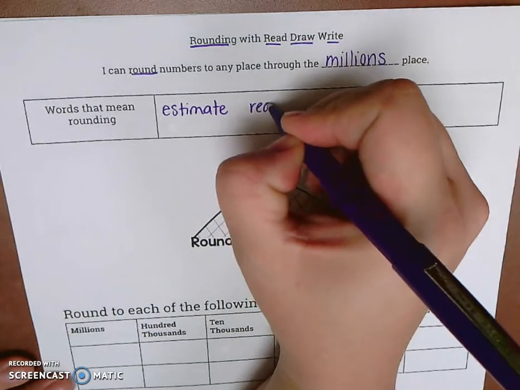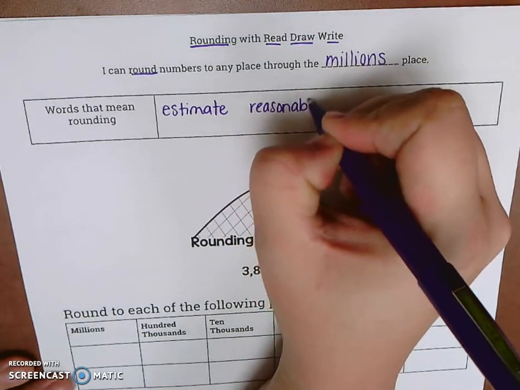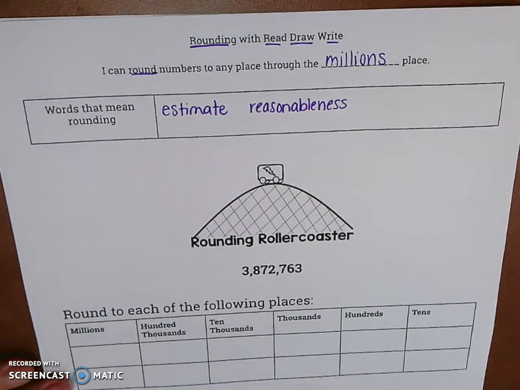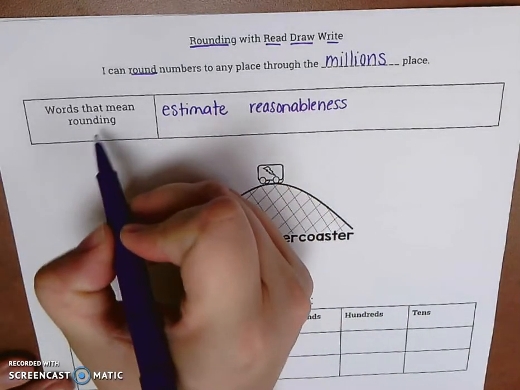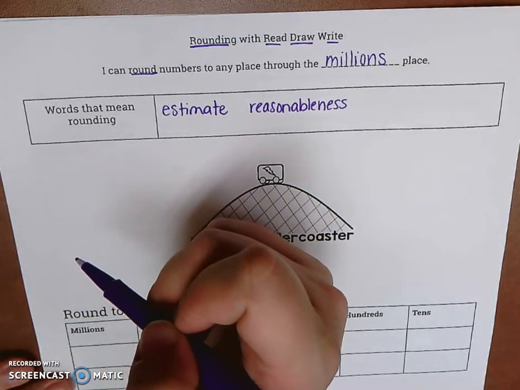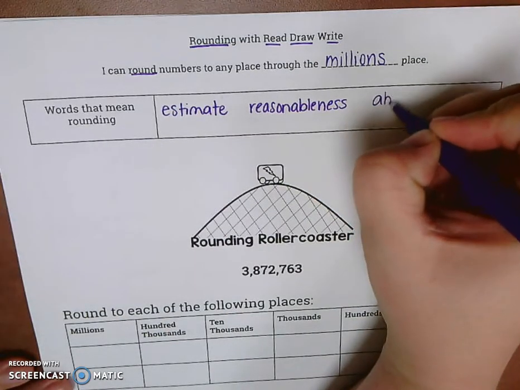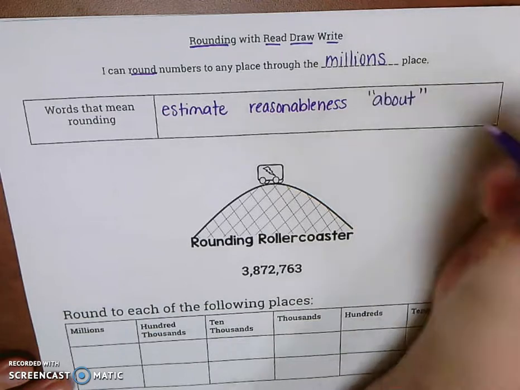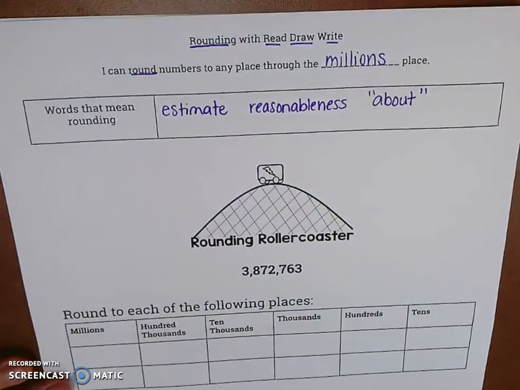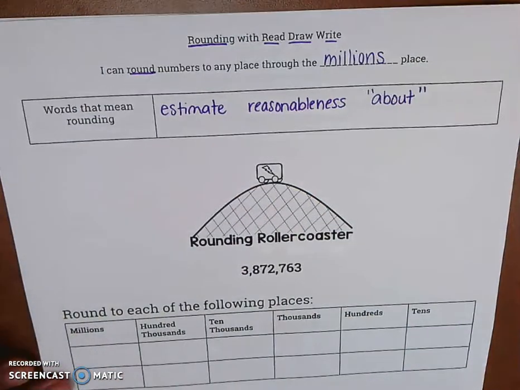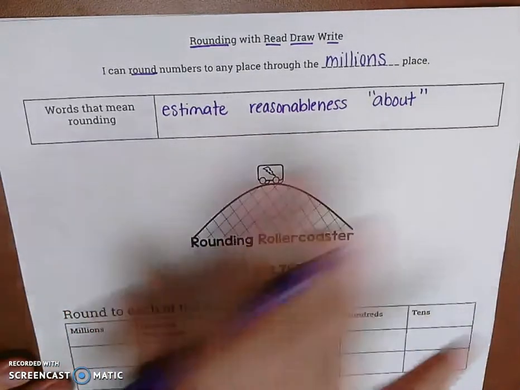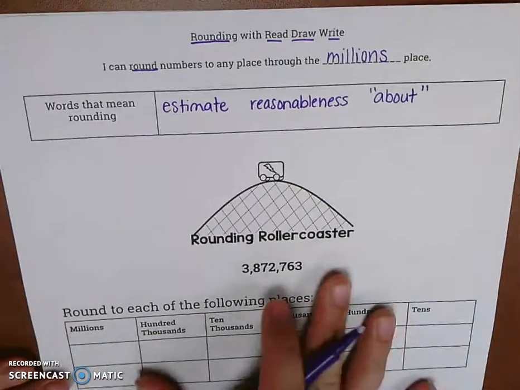If you see reasonableness, if we want to know if something is reasonable or we're checking the reasonableness of something, that means we're going to round. If you see the word about how many or about how much, that about means we're going to round. We're going to estimate. We're going to check for reasonableness. We're going to round those numbers to check it. So those are just a few, and I might add a few more as we go along here.